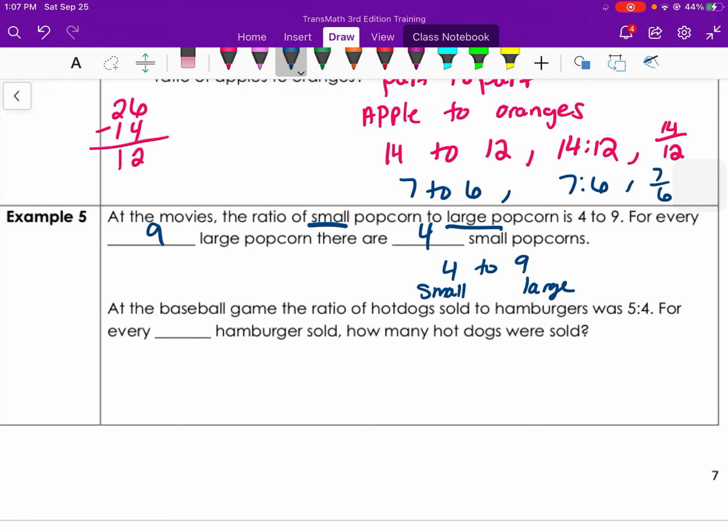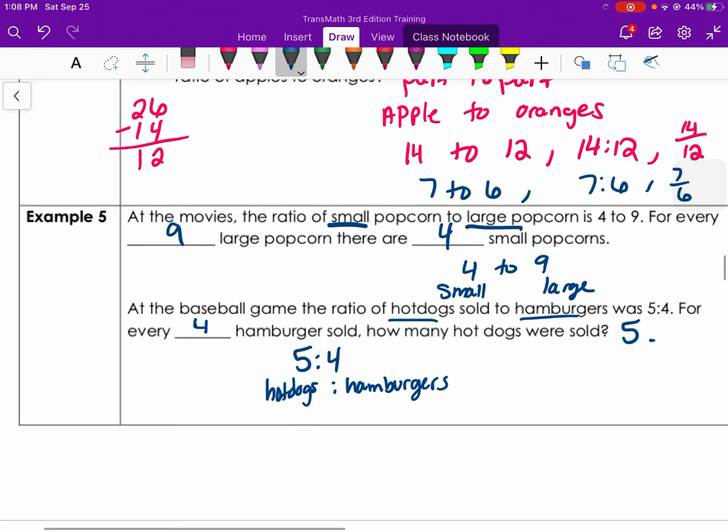At the baseball game, the ratio of hot dogs sold to hamburgers sold was 5 to 4. So that's ratio 5 to 4, hot dogs to hamburgers. For every 4 hamburgers sold, then how many hot dogs were sold? So for every 4 hamburgers sold, there were 5 hot dogs sold. So I would answer that question.